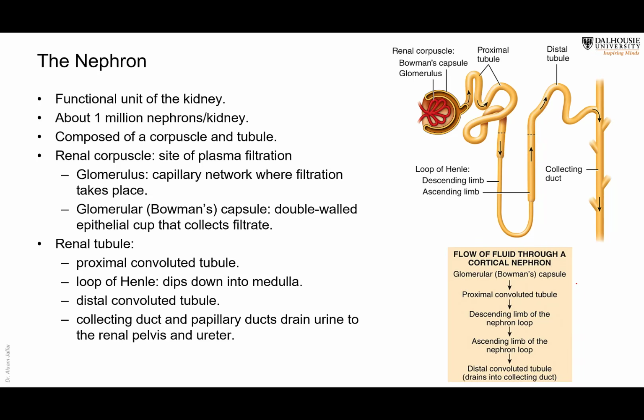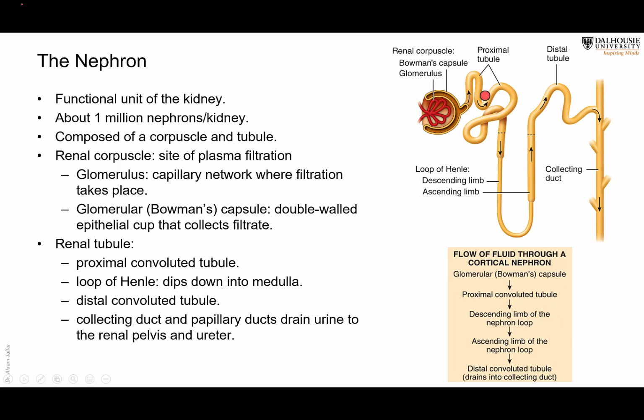The renal corpuscle is the site where the plasma filtration takes place. You can see here the corpuscle consists of a ball of capillaries, a network of capillaries called glomerulus. And then it is surrounded by a cup, which is called the Bowman's capsule. The plasma is filtered, and this is the beginning of urine starting here in the Bowman's capsule. And then it will pass throughout the entire length of this tube.